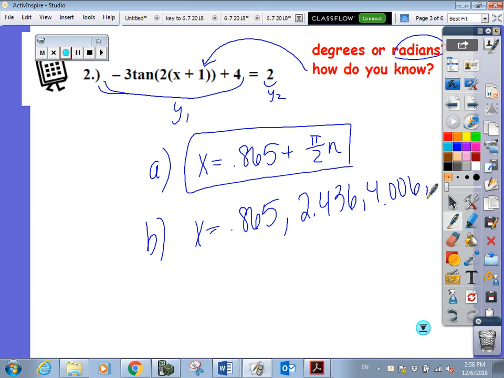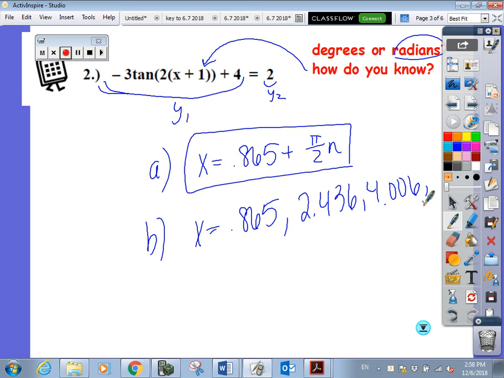You don't want to add pi over 2 to 0.865. You want to add it to the whole number because chances are the decimals are going to be off. And if you are 1/1000th off, it's 1 point more than that, it's wrong. If you have 1/1000th, that means it's a rounding error. If it's not a rounding error, then it's wrong. A rounding error is 1/1000th off.